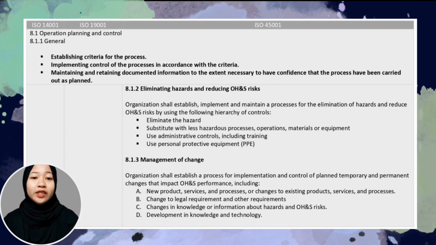For management of change, the organization shall establish a process for implementation and control of planned temporary and permanent changes that impact OH and S performance, including firstly, new products, services and processes, or changes to existing products, services and processes. Secondly, changes to legal requirements and other requirements. Thirdly, change in knowledge or information about hazards and OH and S risk. And lastly, developments in knowledge and technology.